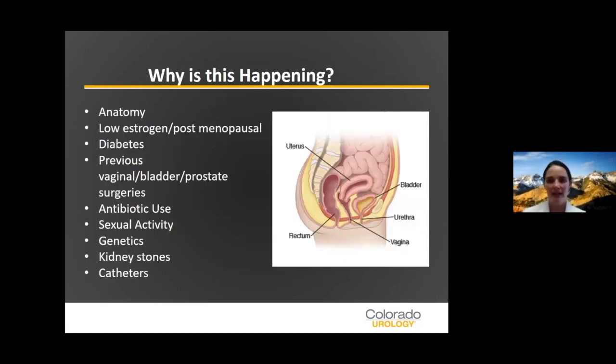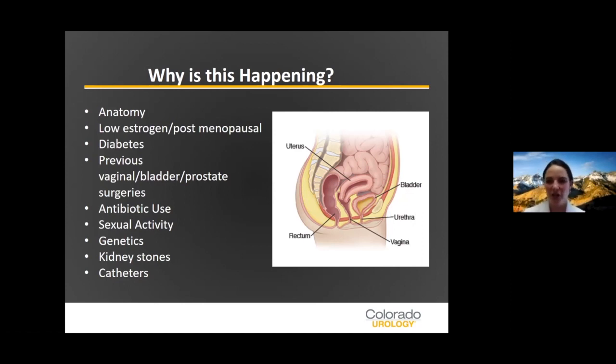And the big question, why is this happening? There are a number of different reasons this can happen, but a big one's anatomy. So men can obviously get urinary tract and recurrent urinary tract infections, just like women. But because of anatomy, women are more predisposed to getting these, which is why I put up a picture of the female anatomy.